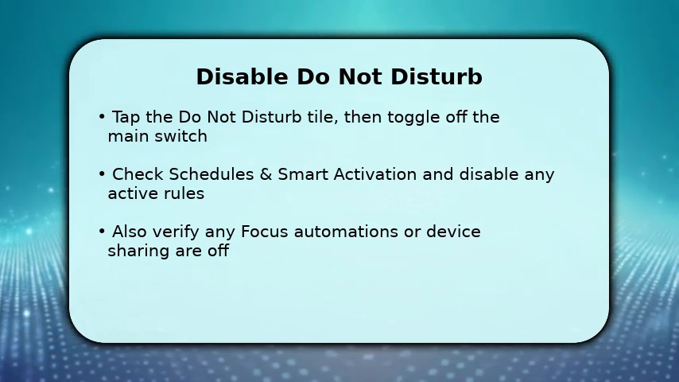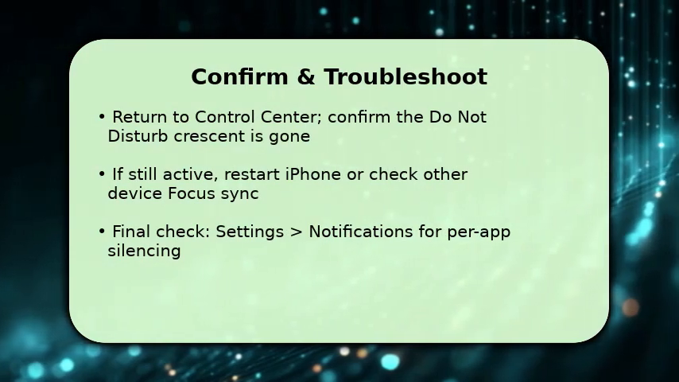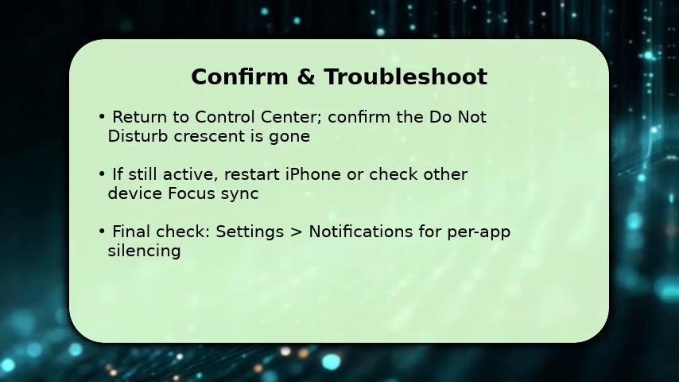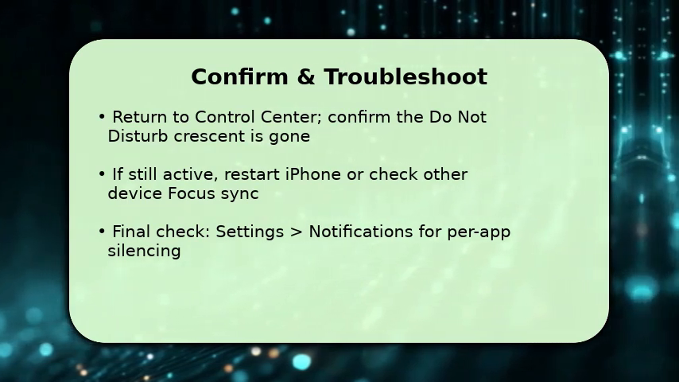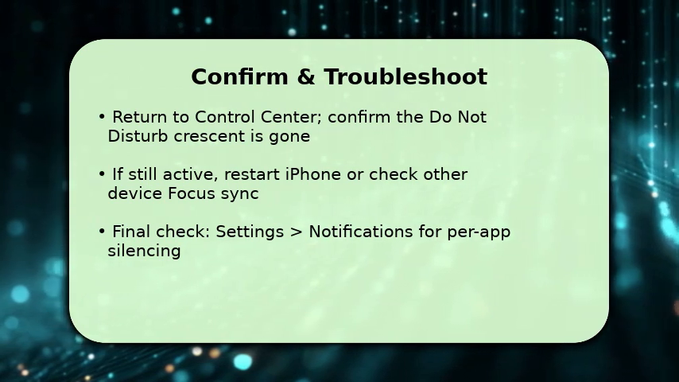Finish by closing Settings and opening Control Center. The crescent Do Not Disturb icon should no longer be highlighted. If it still shows active, make sure Focus Syncing isn't turning it back on from another Apple device, then restart your iPhone to clear transient states.